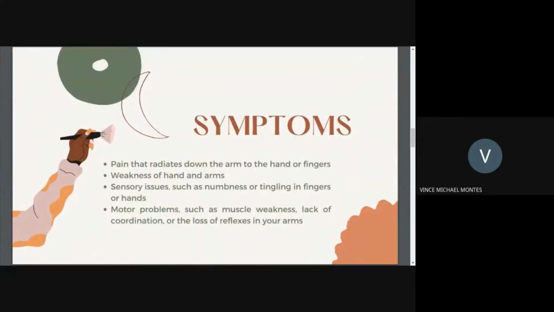To know if you have cervical radiculopathy, here are some symptoms that can be presented. Pain that radiates down the arm to the hand or fingers. Next is weakness of the hands and arms. Sensory issues such as numbness or tingling in the fingers or hands. Lastly, motor problems such as muscle weakness, lack of coordination, or the loss of reflex in your arms.